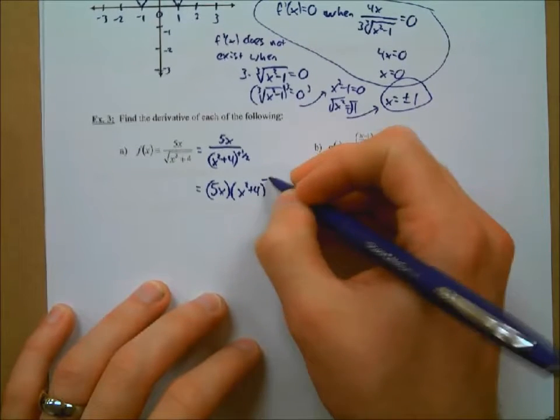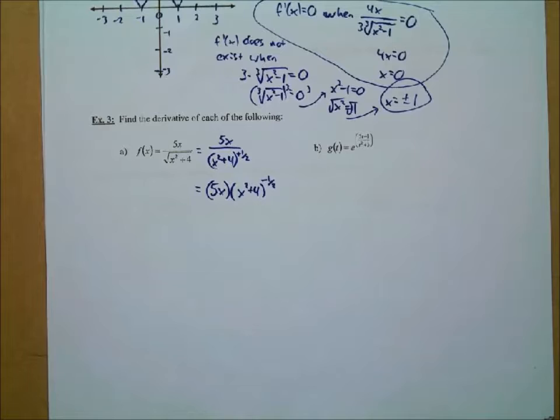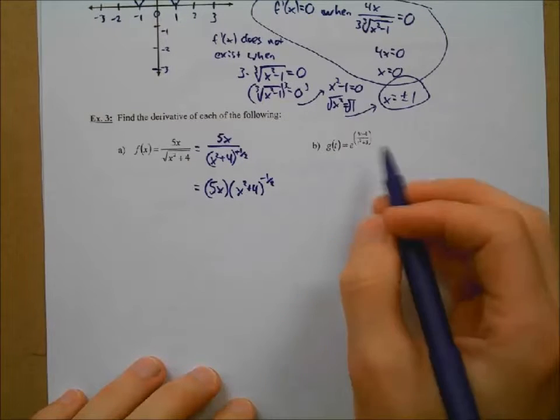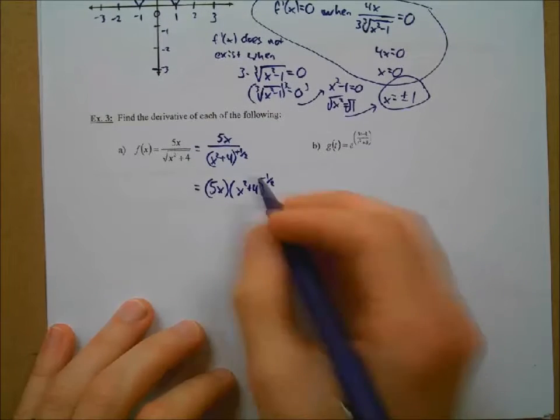Or if you don't like the quotient rule, I could leave it as 5x times x squared plus 4 to the negative 1/2. And now I could use the what? Product rule. So it's really up to you, whatever you're most comfortable with. Do you prefer the quotient rule? Do you prefer the product rule? Whichever one you prefer, go with it. You should end up with an equivalent answer. It may not look the same, but it will be equivalent. I'll use the product rule for this one, because we're going to have a quotient rule in the next one.